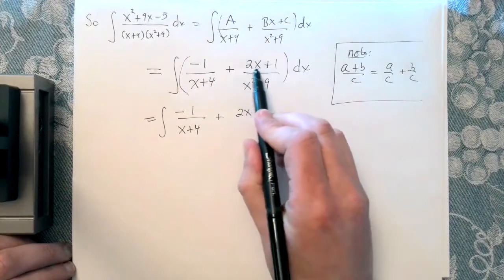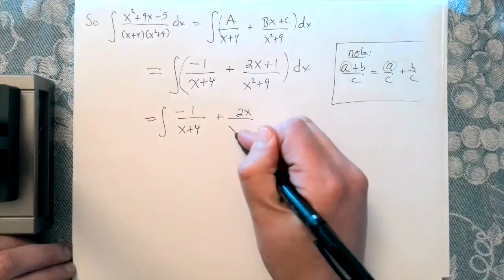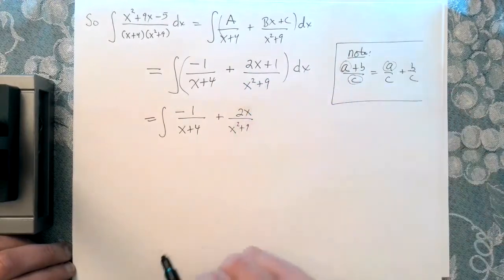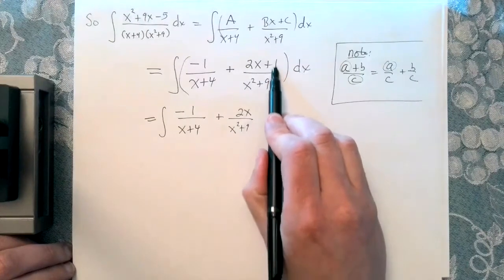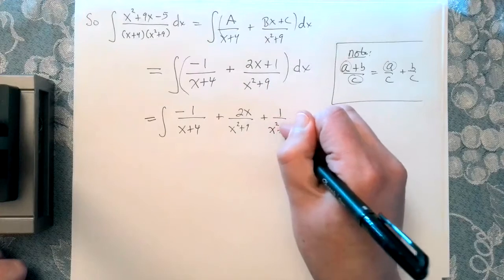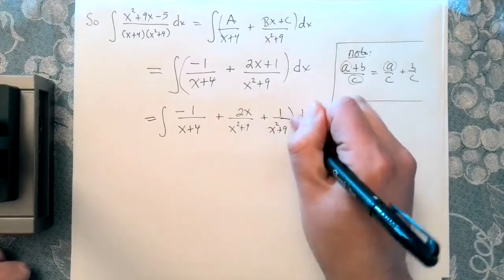So this is like my a here. X squared plus 9, that's like the c here. And this is like the b, the plus 1. So it's just like common denominators in reverse. Instead of putting fractions together, you're sort of, in some sense, ripping them apart.